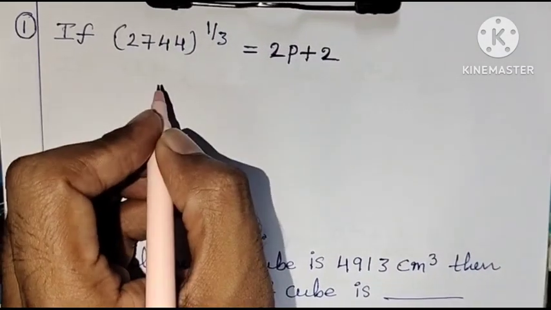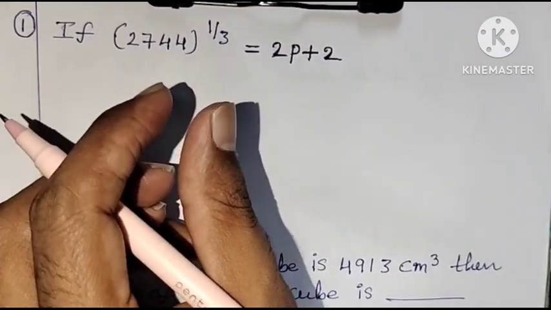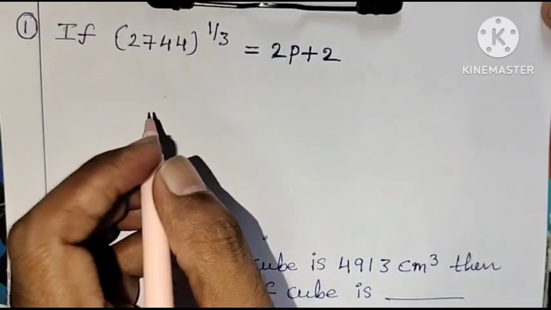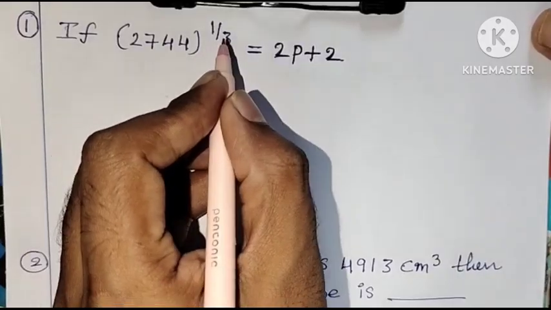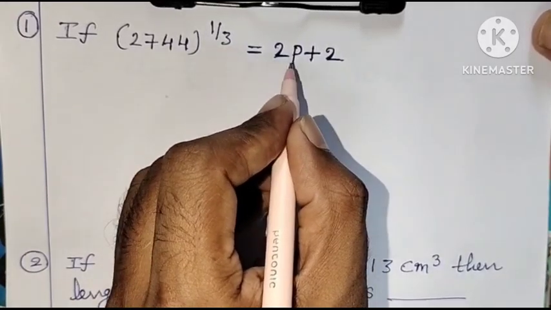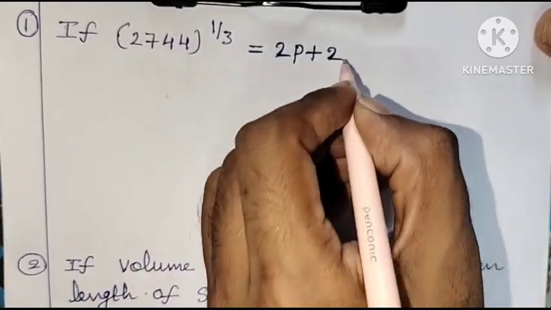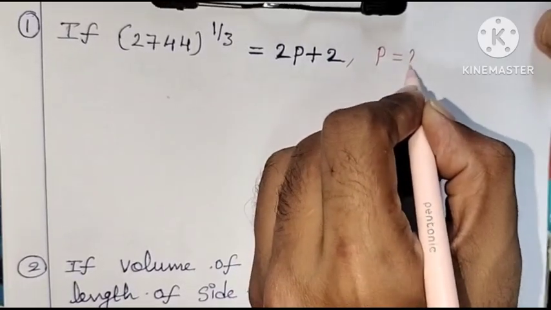Hello everyone, in this video I am going to solve problems related to cubes and cube roots. And the first question is, if 2744 whole power 1 by 3 is equal to 2p plus 2, then find the value of p.